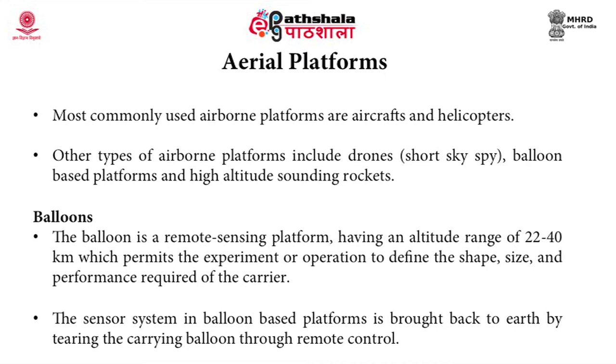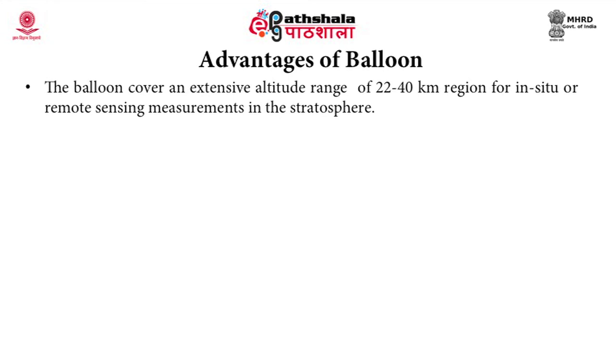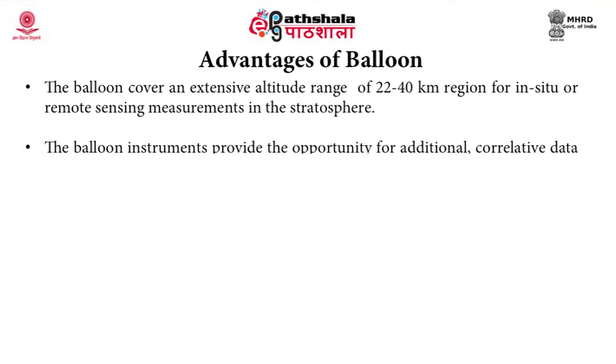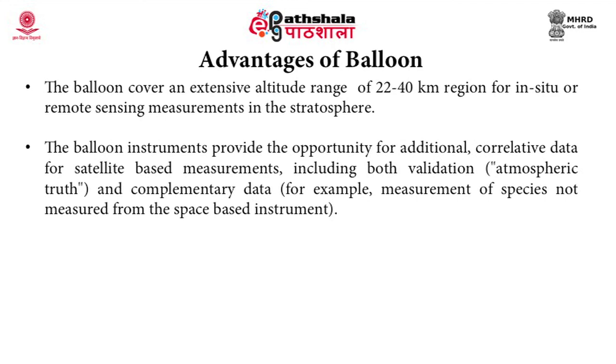The advantages of balloons are that they cover an extensive altitude range of 22 to 40 kilometers for in-situ or remote sensing measurements in the stratosphere. The balloon instruments provide the opportunity for additional correlative data for satellite-based measurements, including both validation, that is atmospheric truth, and complementary data, for example, measurement of species not measured from the space-based instrument.